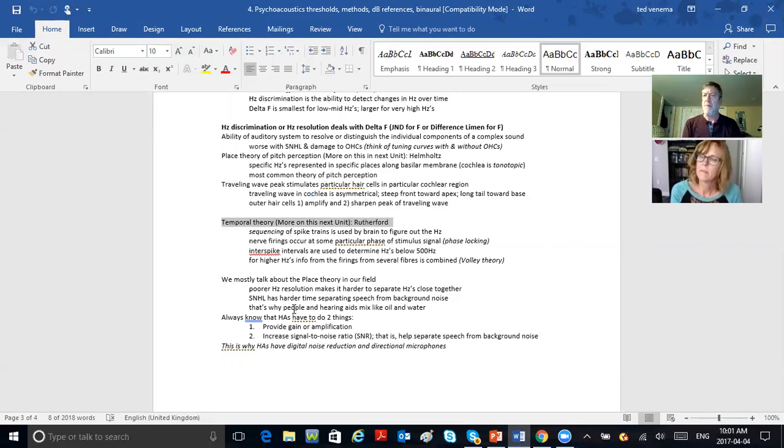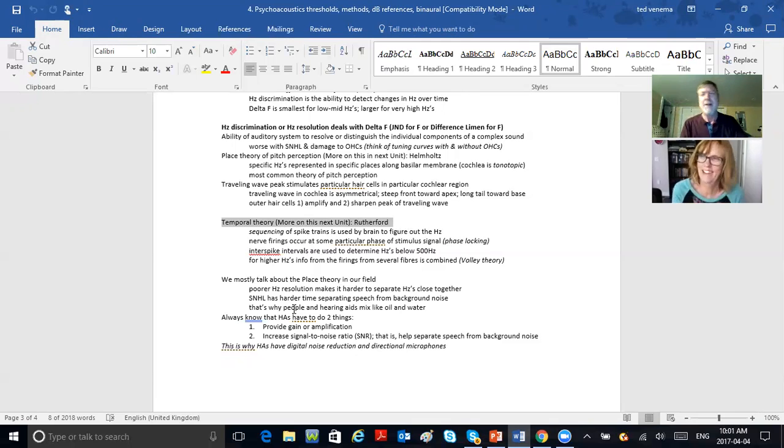Here's another way. The eighth nerve will fire 500 times a second with a 500 hertz tone. It'll fire 100 times a second with a 100 hertz tone. It'll fire 200 times a second with a 200 hertz tone. But guess what? A nerve can't fire more than 500 times a second. So how do you tell 1,000 hertz? How do you tell 2,000 hertz? Well, that's where the volley theory comes in. You'll have one firing twice and another one firing 500 times. 2 times 500 is 1,000.